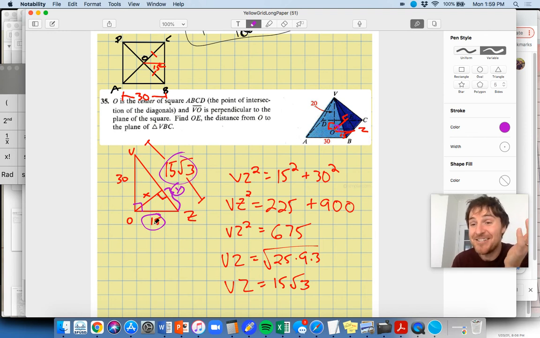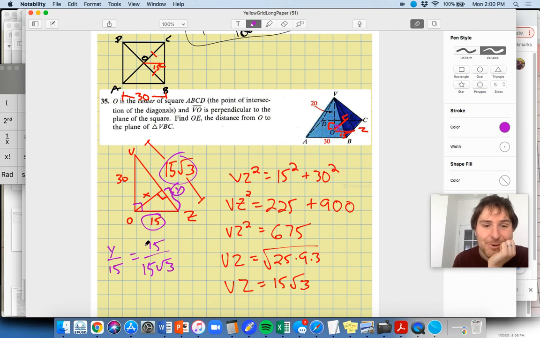This is 15. It's a leg of a right triangle. Here's the altitude drawn to the hypotenuse. So the altitude drawn to the hypotenuse, this leg is going to be the geometric mean between the whole hypotenuse and the segment of the hypotenuse that's adjacent to that leg right here. So I can write this. If I've done everything correctly, I know that this is a true statement. 15 is the geometric mean between y, which is what I made this segment of the hypotenuse, and 15 root 3. Okay, to get this one cross multiply, I get 225 equals 15y root 3.